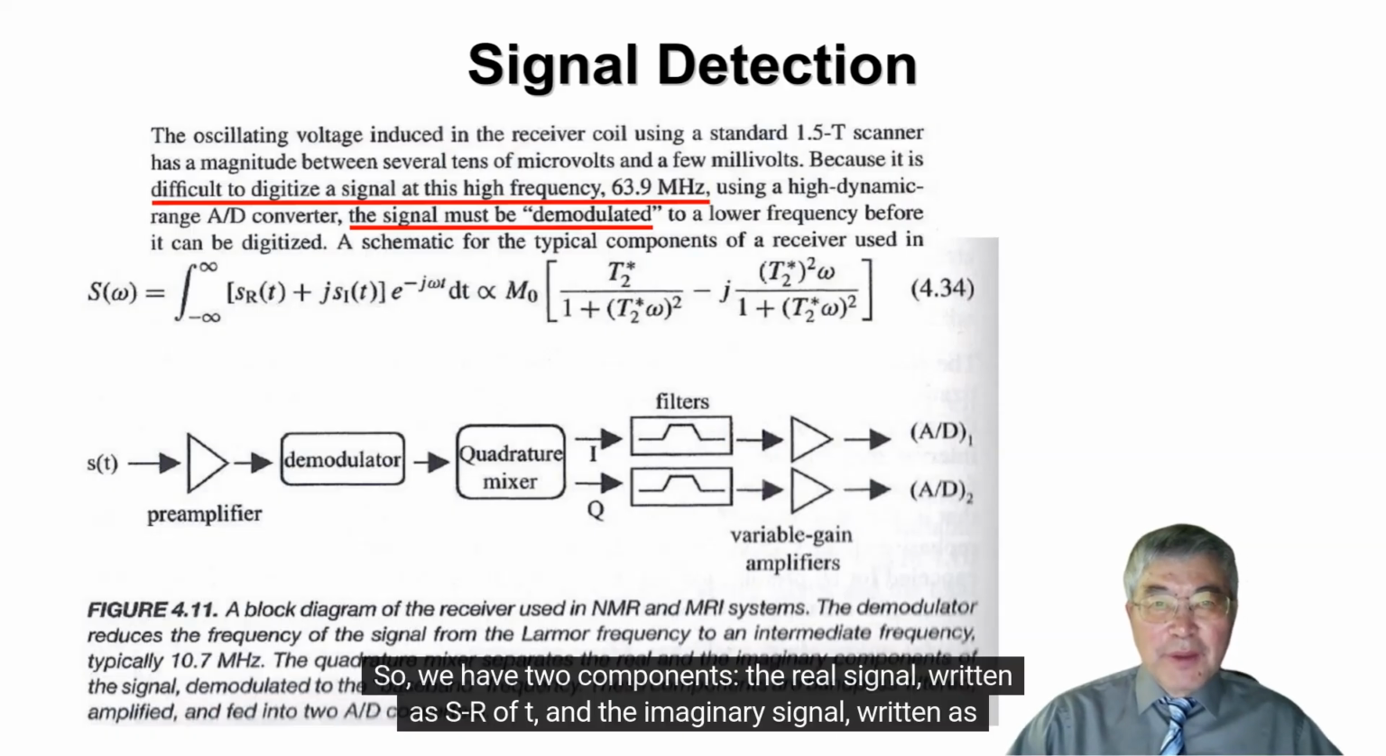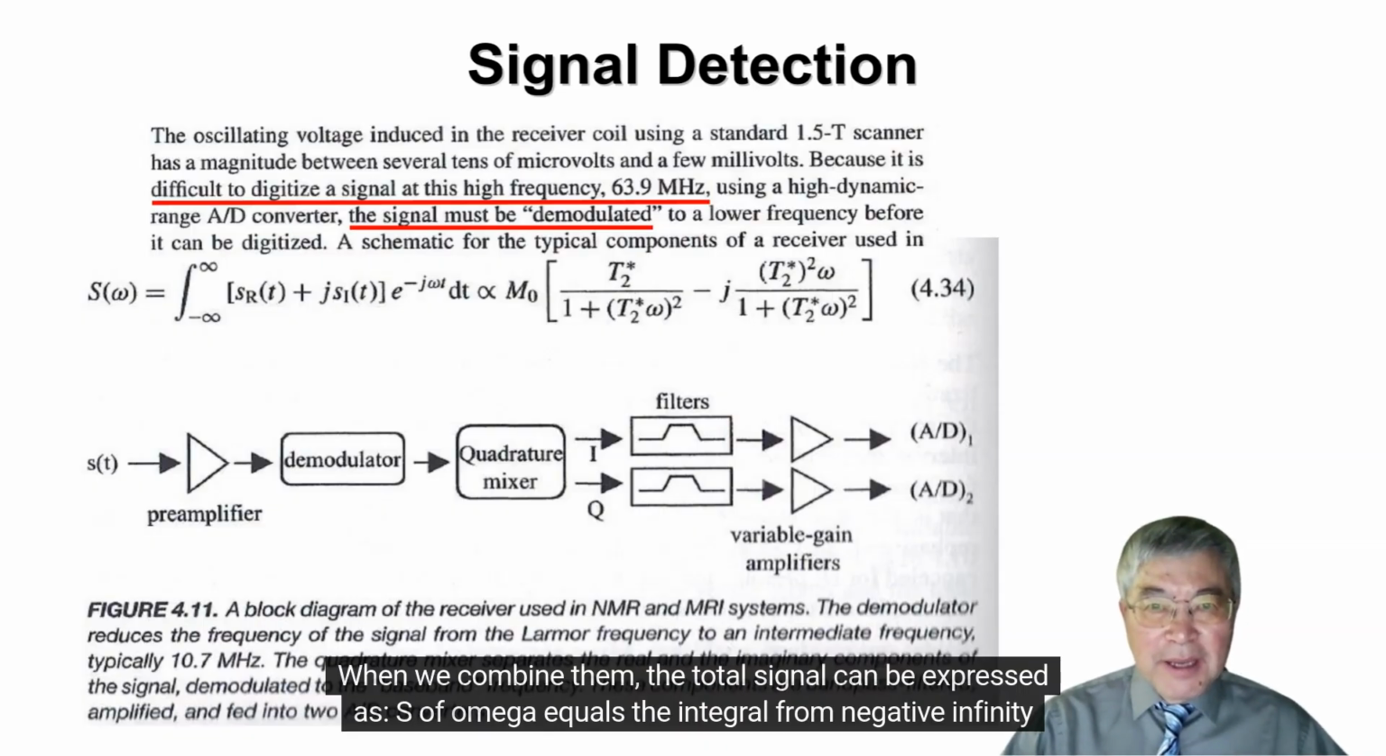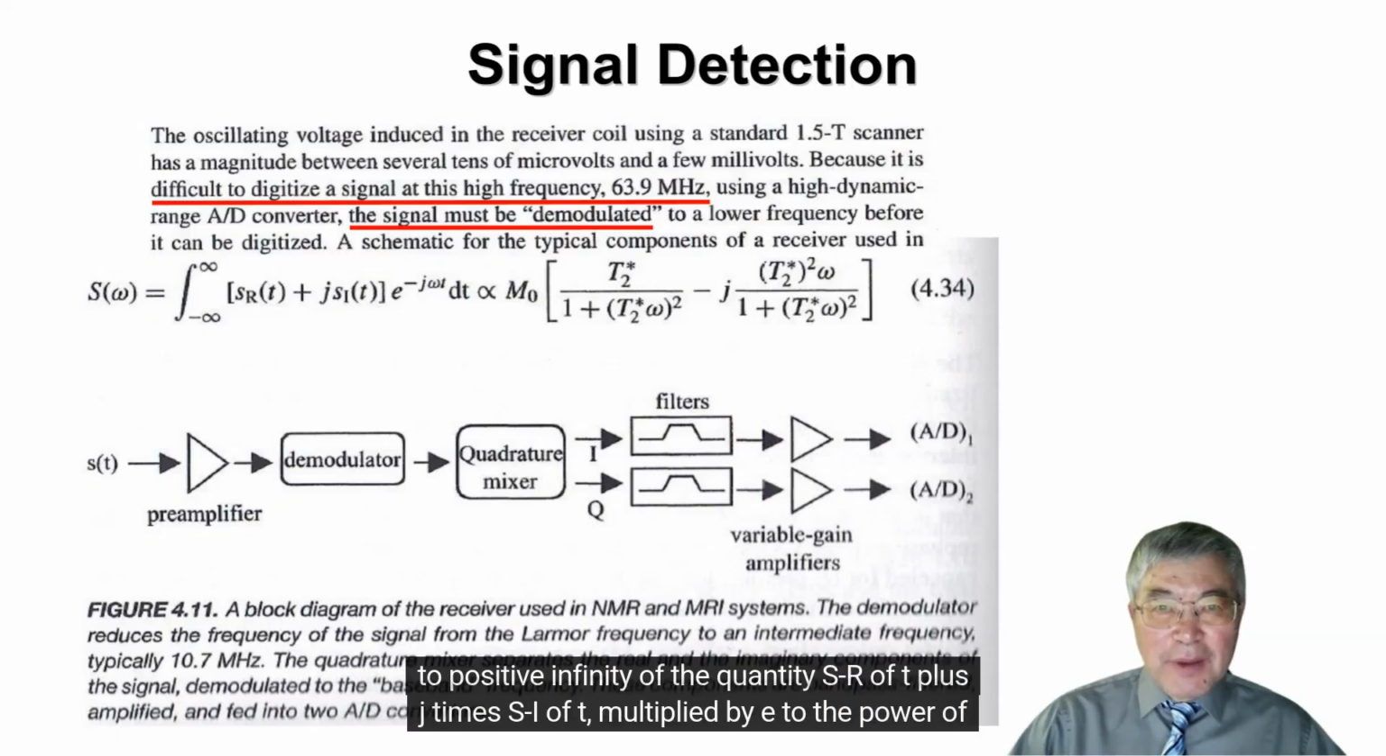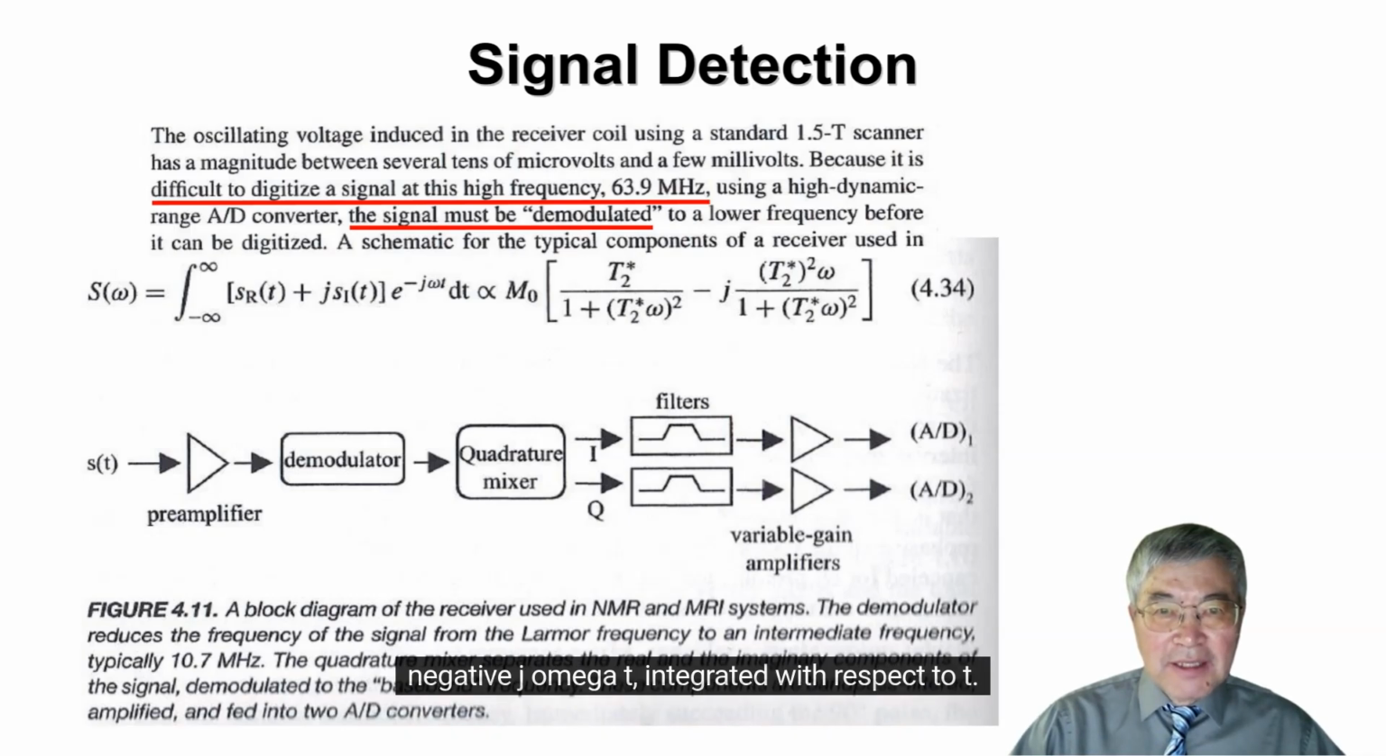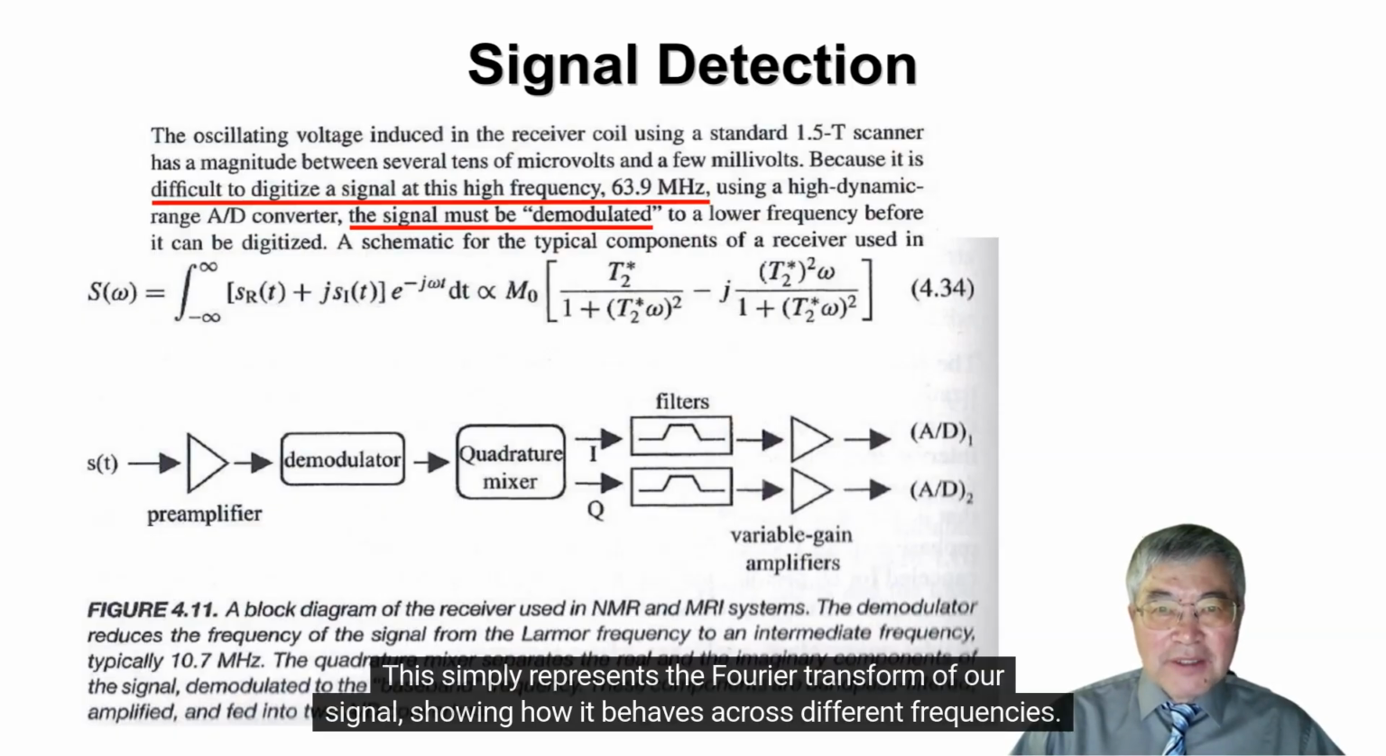So, we have two components, the real signal, written as SR of t, and the imaginary signal, written as SI of t. When we combine them, the total signal can be expressed as S of omega equals the integral from -infinity to +infinity of the quantity SR of t plus j times SI of t multiplied by e to the power of -j omega t, integrated with respect to t. This simply represents the Fourier transform of our signal, showing how it behaves across different frequencies.